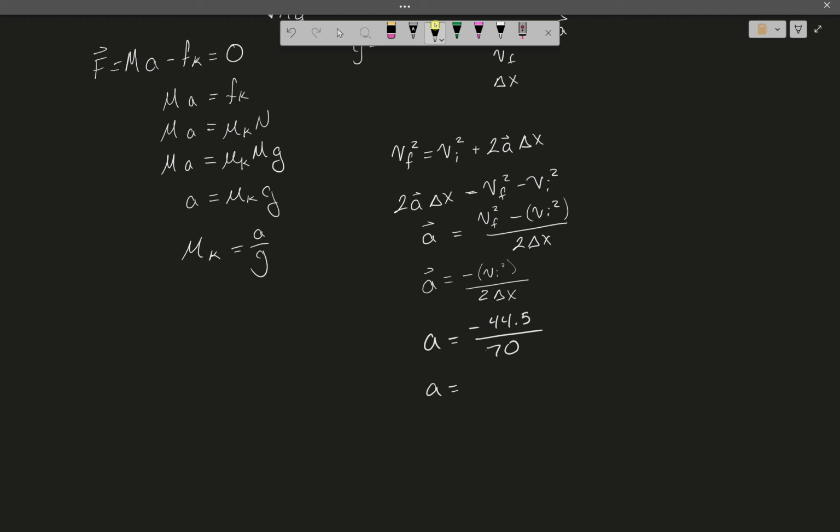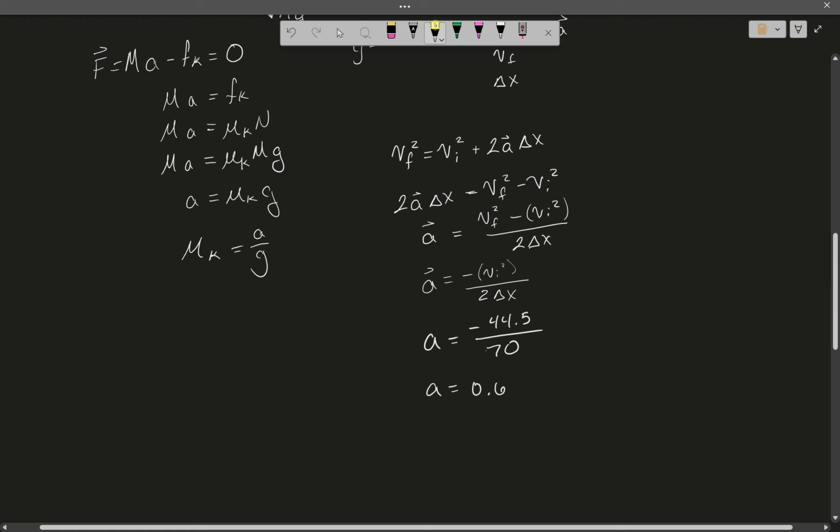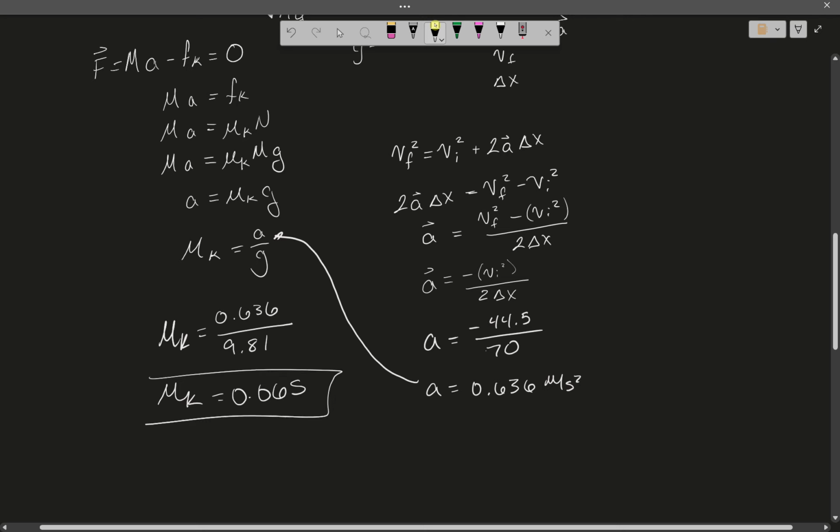So 44.5 divided by 70 is going to give us an acceleration of 0.636 meters per second squared. We'll just plug this in, and we get that our coefficient of kinetic friction is going to be 0.636 divided by 9.81, and it is going to be 0.065. And that's our solution.